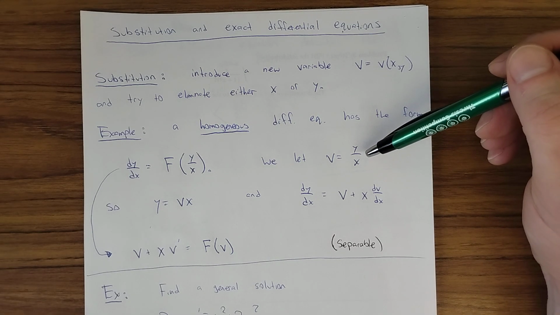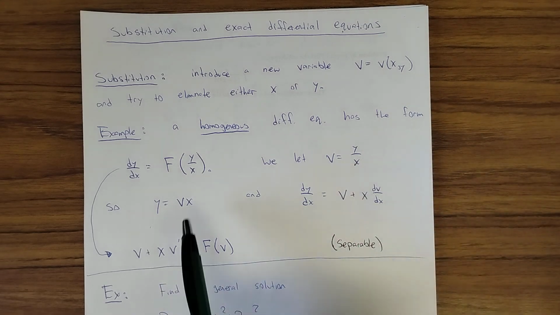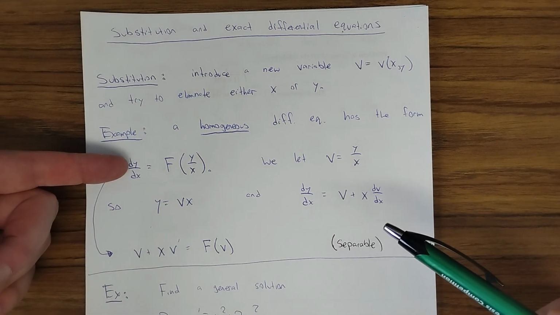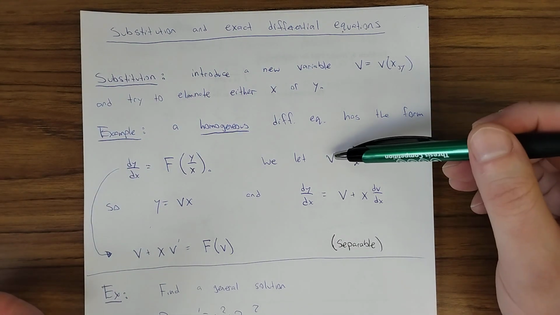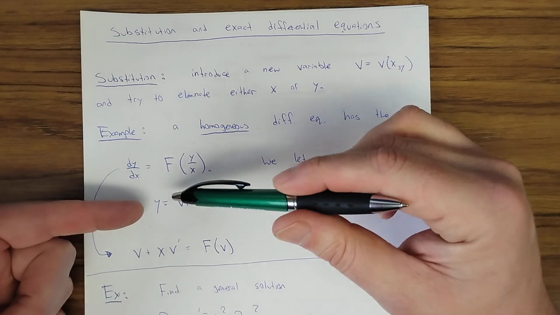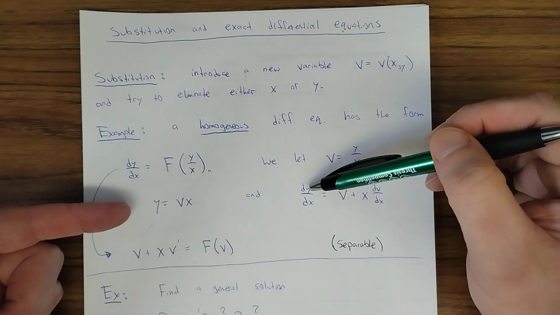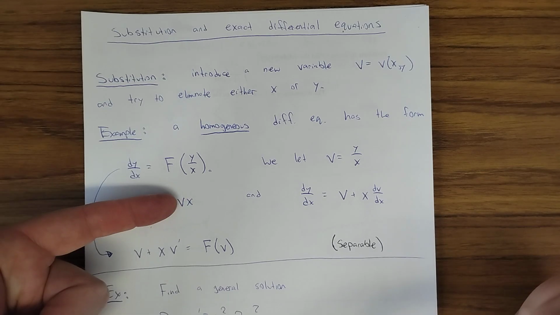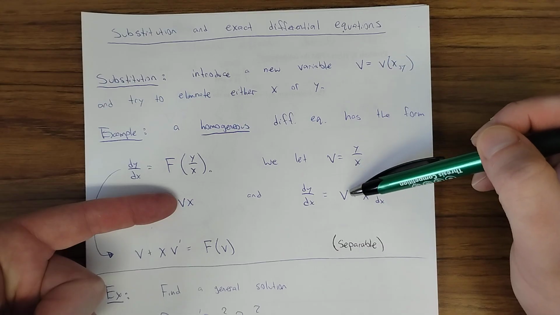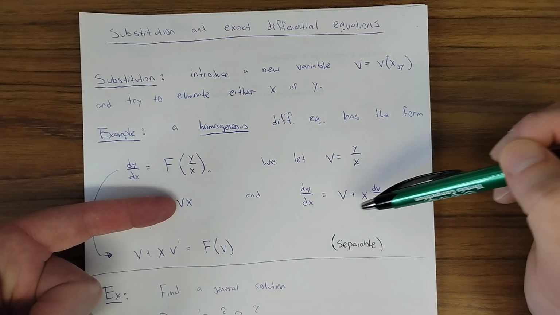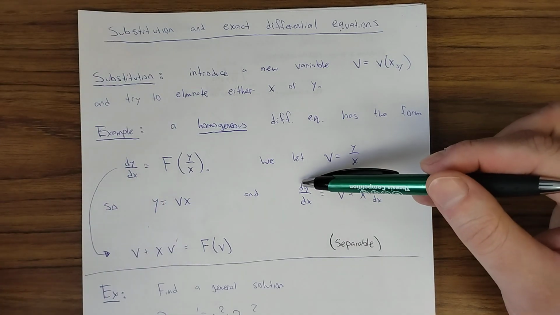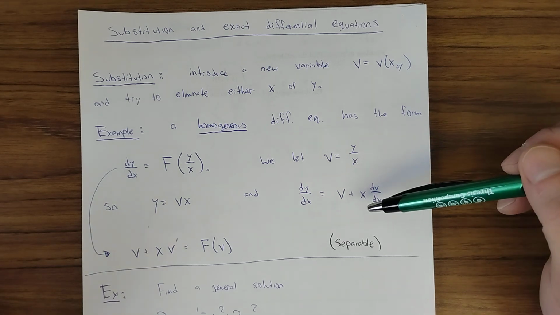Just to walk you through how this works, we're going to substitute this and rewrite this differential equation. So let's figure out dy over dx. Well, v is y over x, so if I solve for y, I get y equals v times x, and then I take the derivative of both sides. So dy over dx is, okay, here I've got the product rule: v times the derivative of x, which is just 1, plus x times the derivative of v, which is this. So that's my y prime, or my dy over dx.